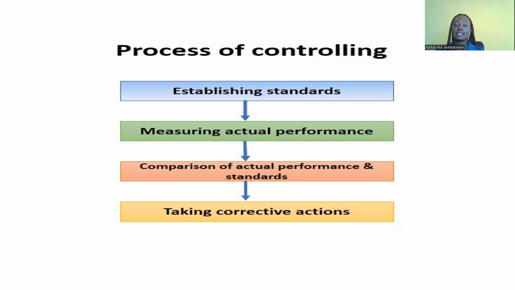And then finally, you try to take corrective measures if there's a need. So once I've compared the standards to the actual performance, I'm able to decide whether there's a need for any correction. If you detect a correction, then there's a need for you to embark on it at once. So that is the last step in the controlling process.